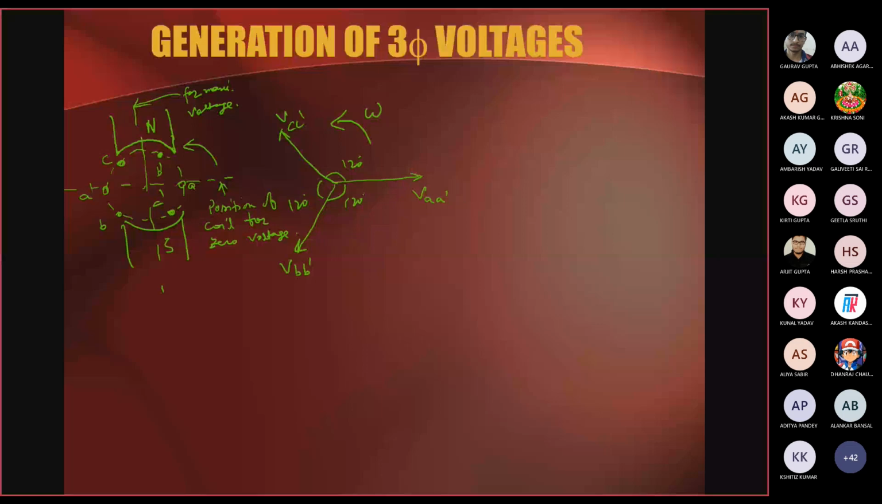You can also represent this in terms of the instantaneous values of the voltage generated, meaning at different instants of time. Suppose here we consider the voltage and this is your time axis. So in this way, right? So this is the three phase.